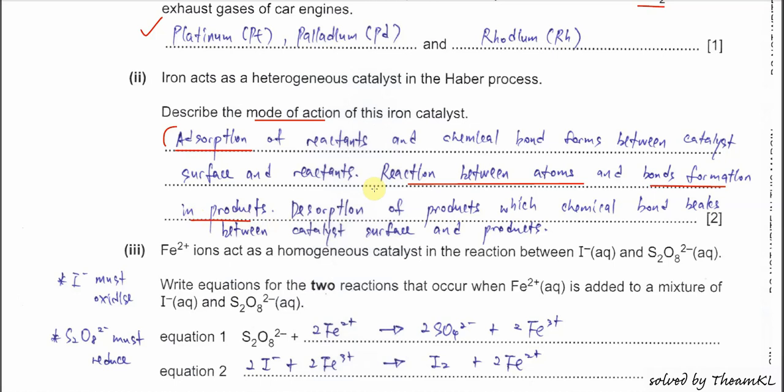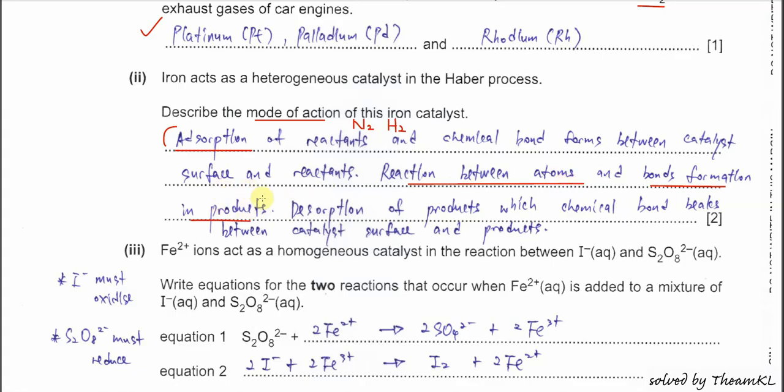Actually, you can make it more specific. You can put the adsorption of the nitrogen and the hydrogen gas on the catalyst surface. Then the N triple bond and the H-H bond will get weakened, and there will be a reaction between the nitrogen and hydrogen atoms, and they will form products. Obviously, the product is ammonia.